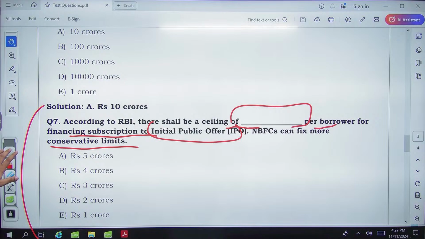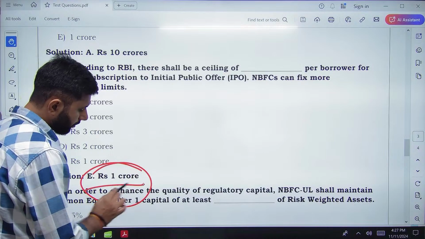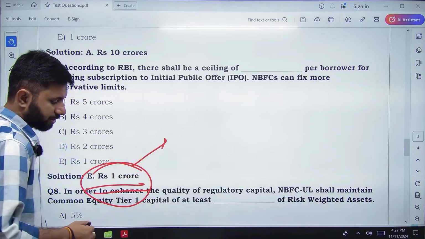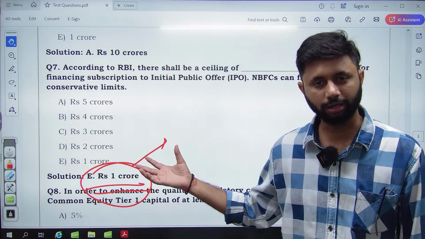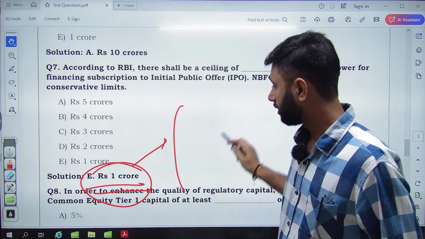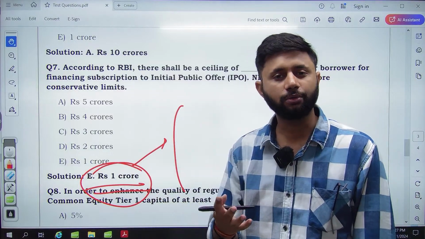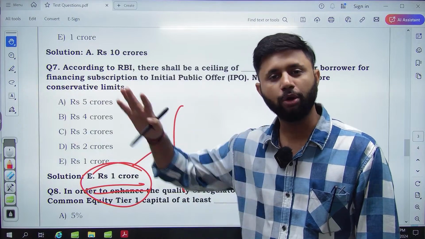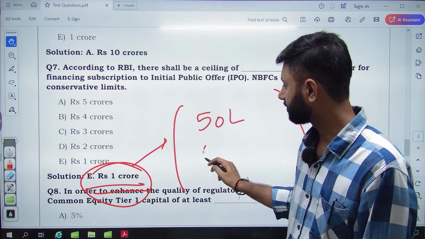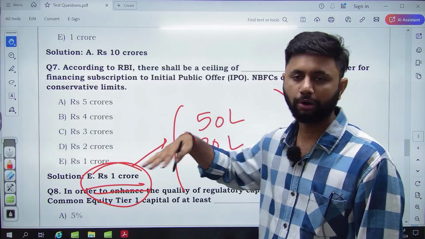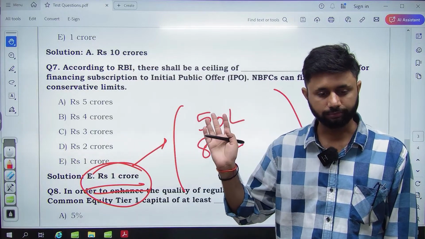See, the correct answer over here is 1 crore. Okay, so basically 1 crore की limit है. The maximum amount an NBFC can finance IPO for a particular borrower. अब उसमें भी this is the limit provided by the Reserve Bank of India, but it also allows flexibility to NBFCs to put more conservative limits like कि 50 lakh उन्होंने रख दिया या फिर let's say 80 lakhs रख दिया, but it should not be more than 1 CR. Is this clear?